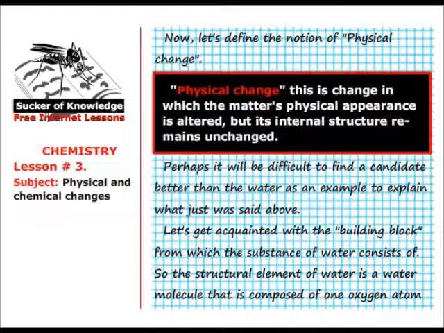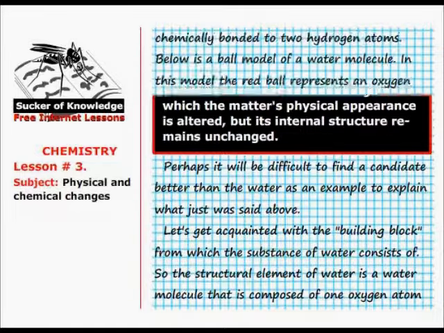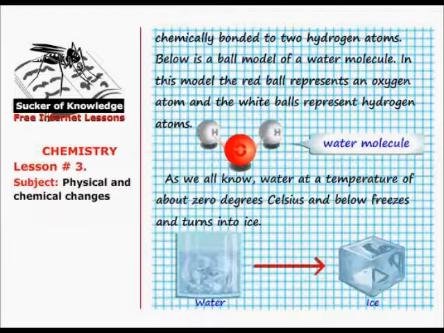Perhaps it will be difficult to find a candidate better than water as an example to explain what was just said above. Let's get acquainted with the building block of which the substance of water consists. So, the structural element of water is a water molecule that is composed of one oxygen atom, chemically bonded to two hydrogen atoms. Below is a ball model of the water molecule. In this model, the red ball represents an oxygen atom, and the white balls represent hydrogen atoms.